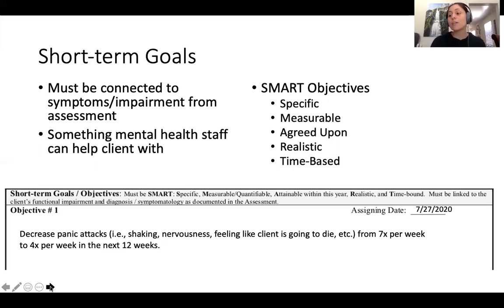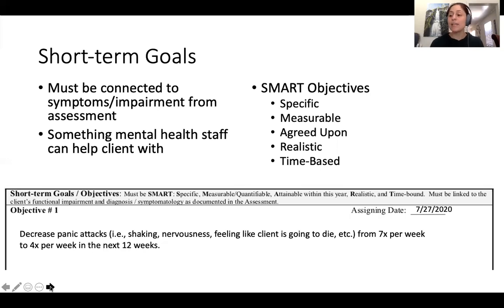However, you could make a goal about reducing impulsive behaviors and include something like wasteful spending as an example of those impulsive behaviors that you're trying to reduce. This might be appropriate for someone who struggles with not thinking about their decisions. Okay? And that becomes a therapy goal.